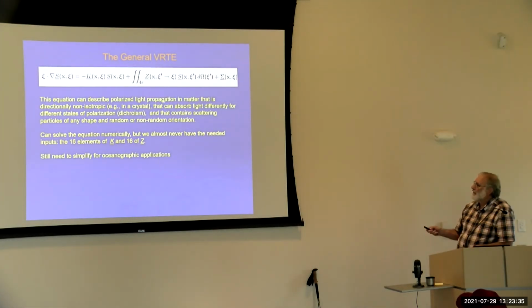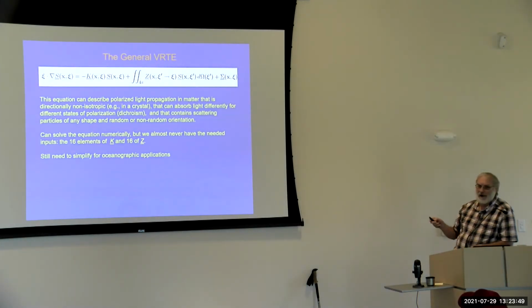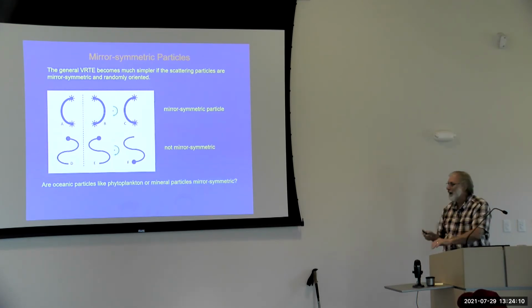Okay, so we still need to simplify this equation to get something that's useful for oceanography. And this is where biology comes in. It turns out that if your scattering particles have what's called mirror symmetry, then things get simpler. So what's mirror symmetry? Well, here's a little phytoplankton, for example, and this dotted line is a mirror. You reflect the little phytoplankton or mineral particle in the mirror, and it reverses left to right. And then if you can take a particle, reflect it in a mirror, and then rotate it, and it looks like the particle you started with, that's called a mirror symmetric particle.